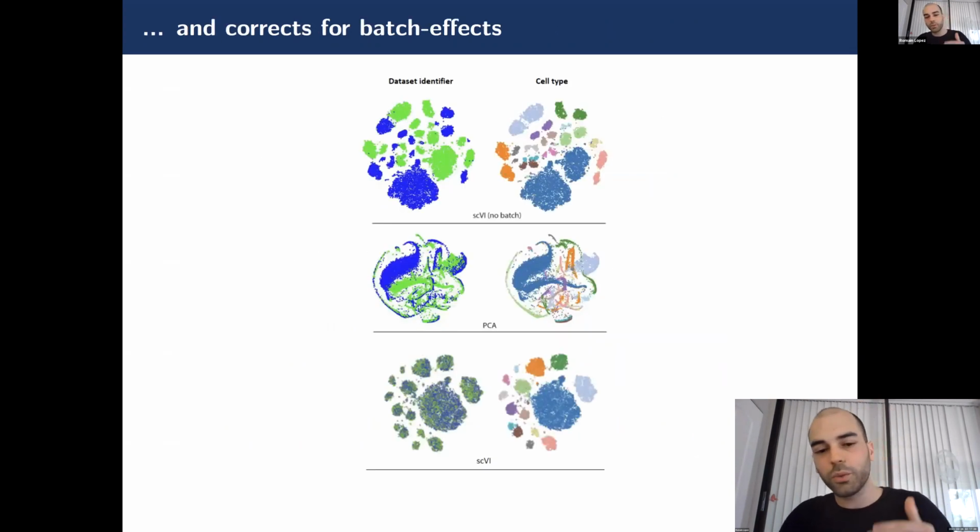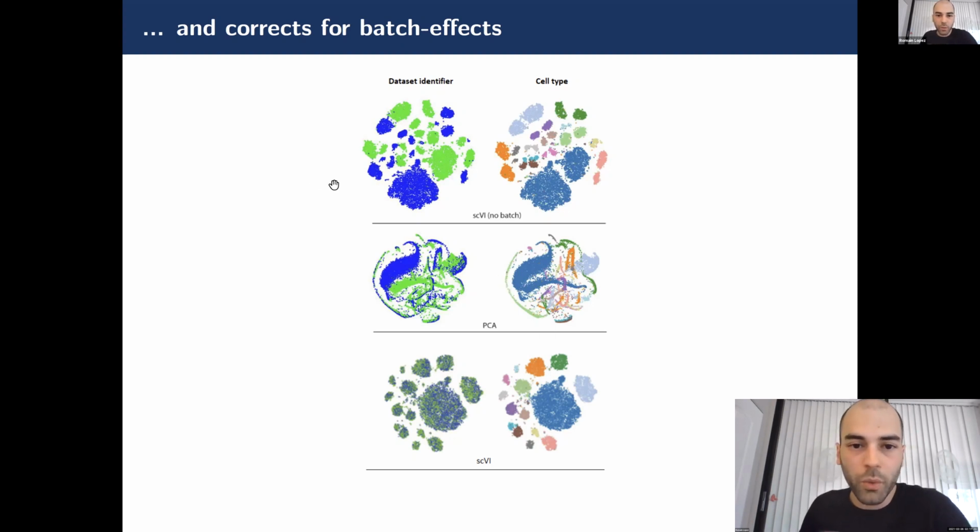Then we can look at how SCVI does a good job with batch effects. SCVI gets used the most in settings where you have severe batch effects and many batches, because it becomes an extremely scalable method compared to many competing methods.